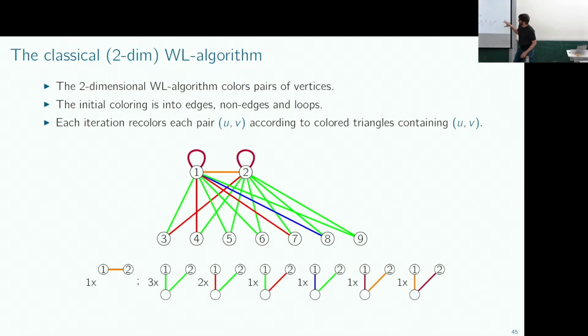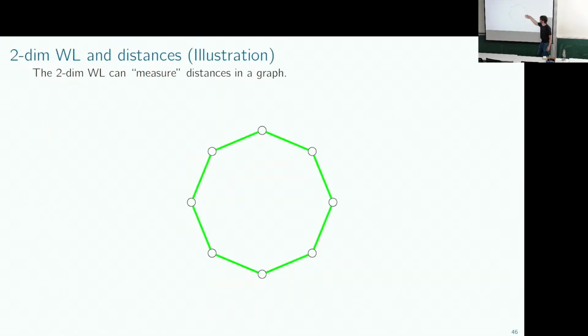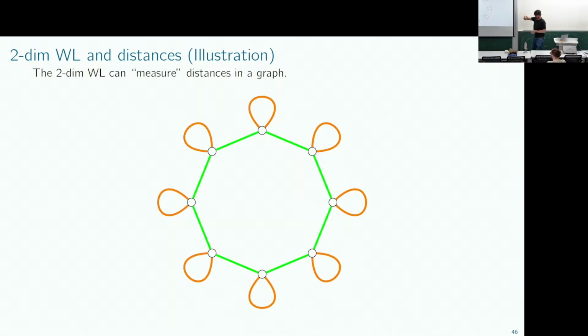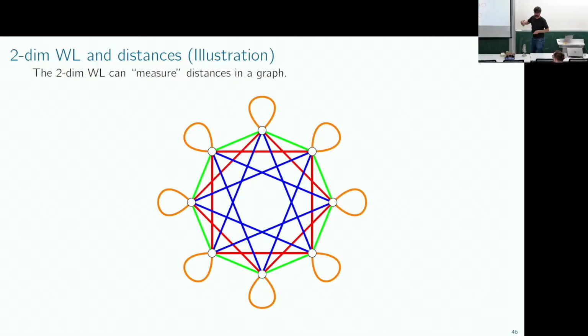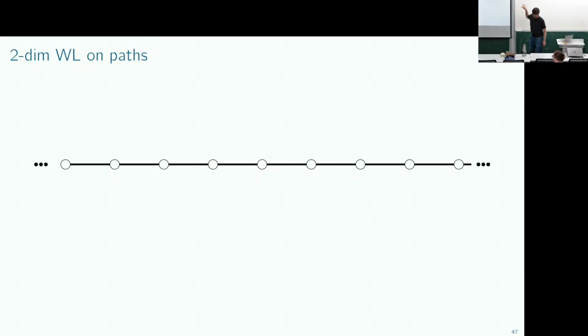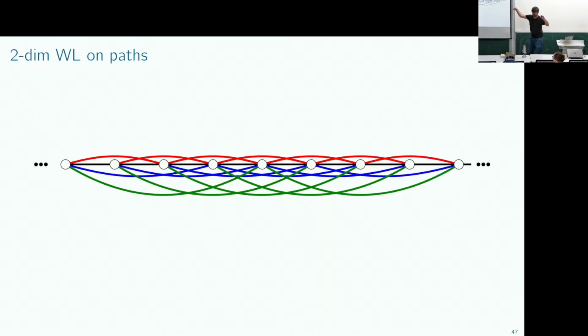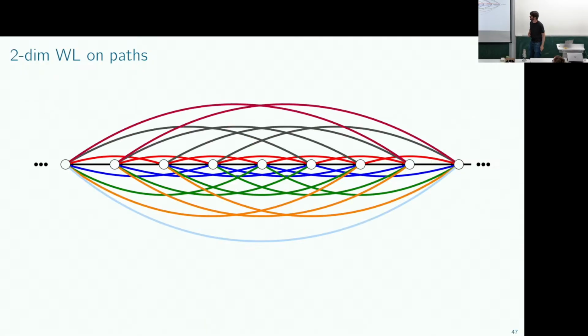And if we encode all of this information now as a new color here, then that's the 2-dimensional version. Let me give you an example. If we start with this cycle, we will color the loops differently initially, then we will color paths of length 2, then we will color paths of length 3 and 4, and so forth. So here's another example, on a path, it will hop distance 2, then it will hop distance up to 4 and color all distances differently, so it actually measures different distances. And it will fill out the whole path.